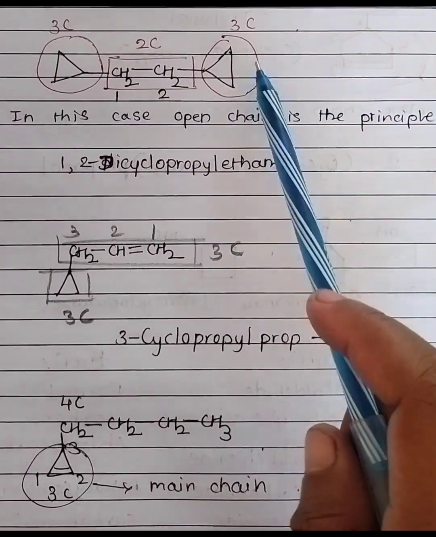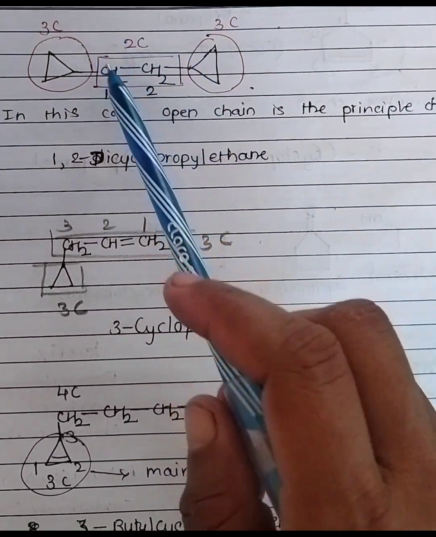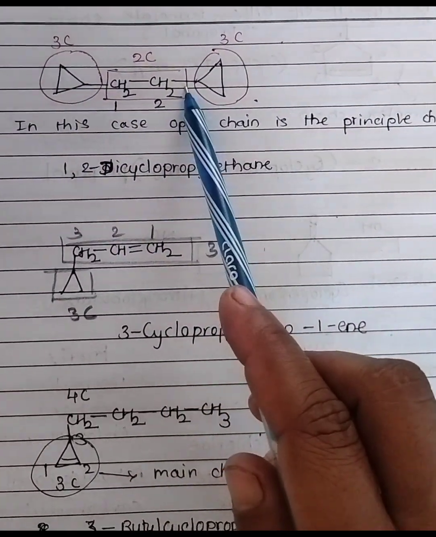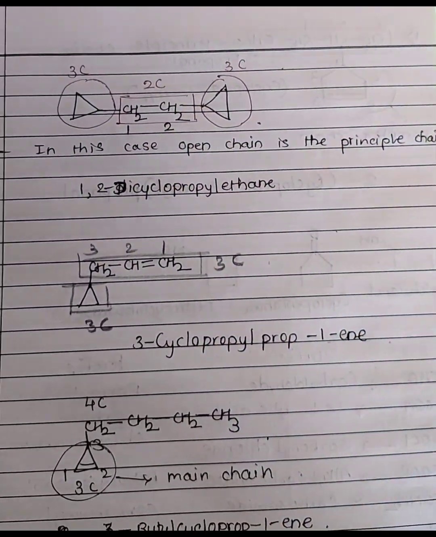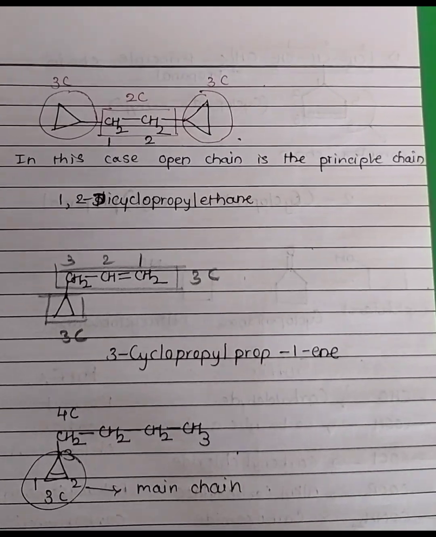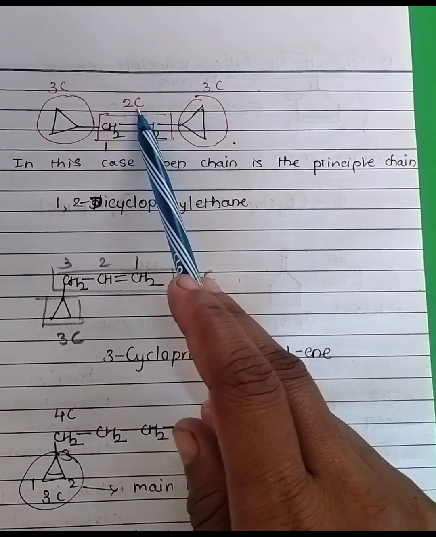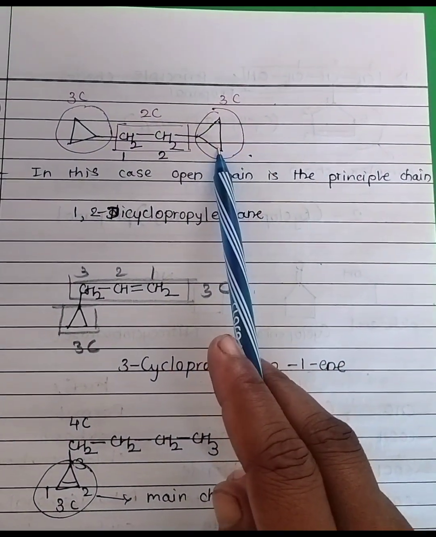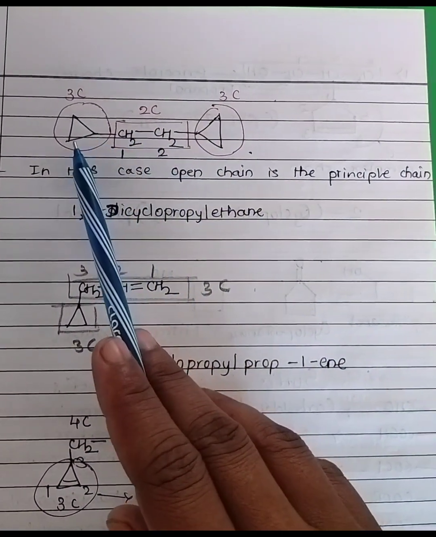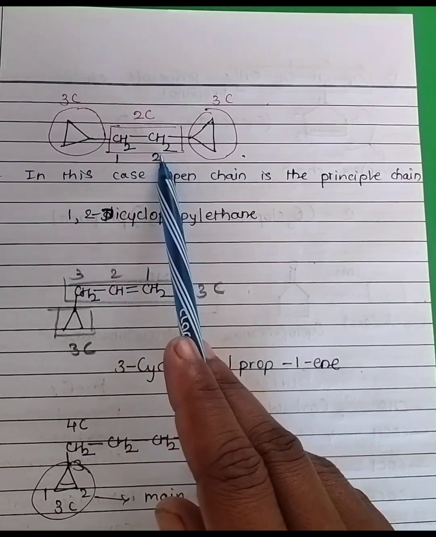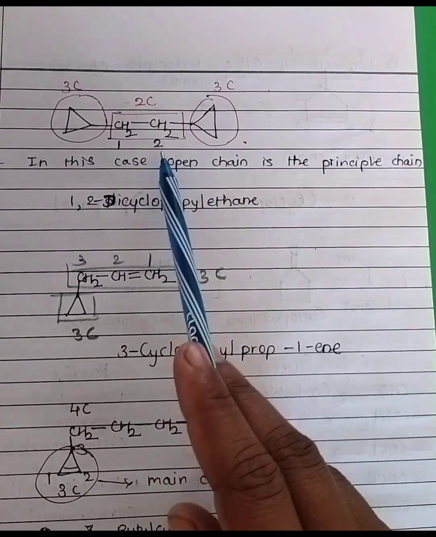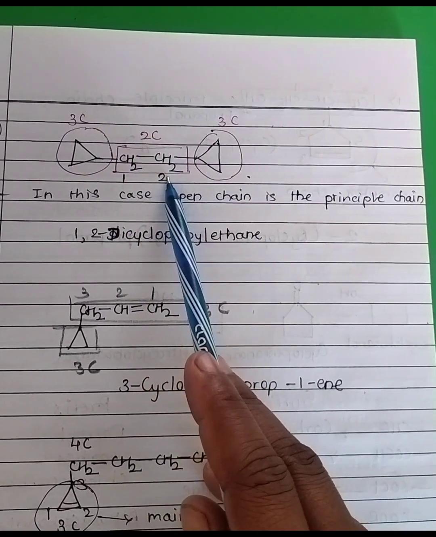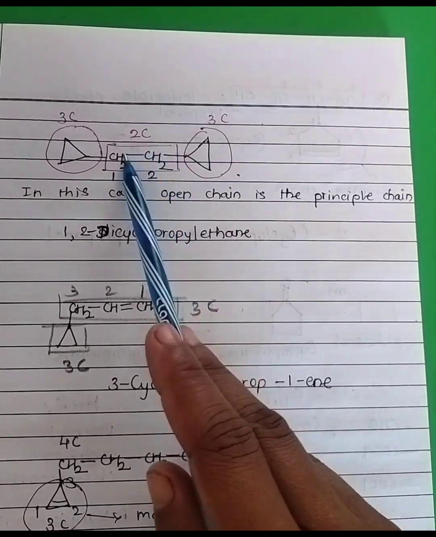Let's see in this example, there are 2 cyclic rings, and here is one open chain. The open chain contains 2 carbons, and each cyclic ring contains 3 carbons. So in this case we can consider the open chain as the principal chain, so we can name this open chain. So 1 and here is 2, so 2 carbons.